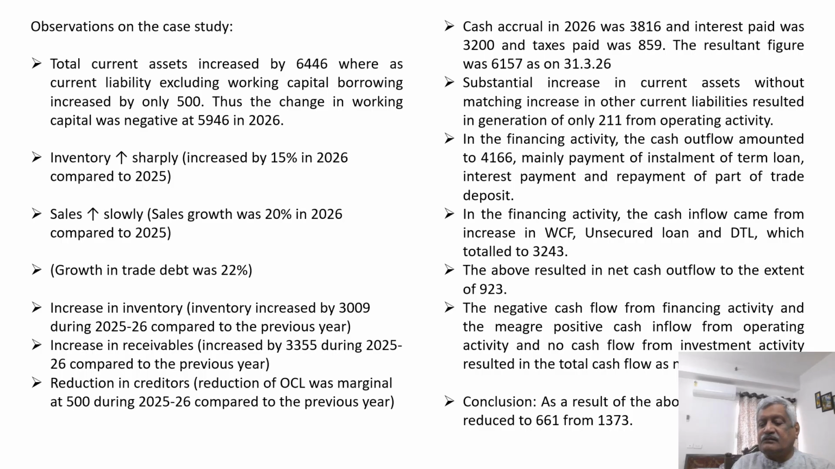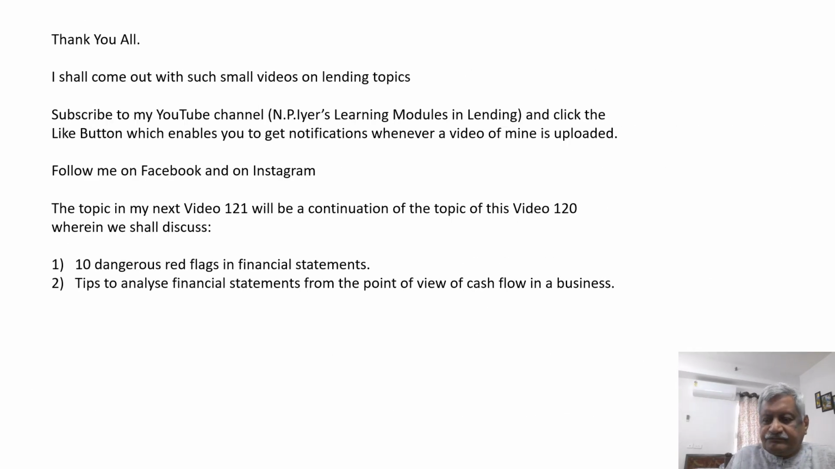The negative cash flow from financing activity, the meager positive cash flow from operating activity, and no cash flow from investment activity resulted in the total cash flow being negative. Conclusion: as a result of the above, the closing cash reduced to 661 from 1373 lakhs.